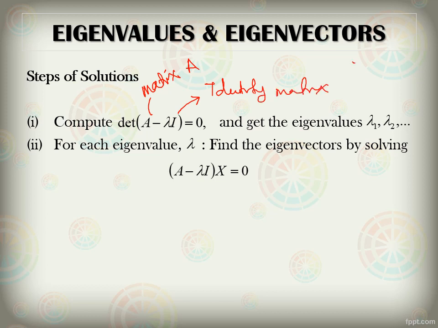Okay, so for 3 by 3, if your matrix is 3 by 3, so this is your identity matrix. If your matrix is 2 by 2, it is 1 0 0 1, and so on. Then after you find the value of your eigenvalues, you just need to solve for this equation.